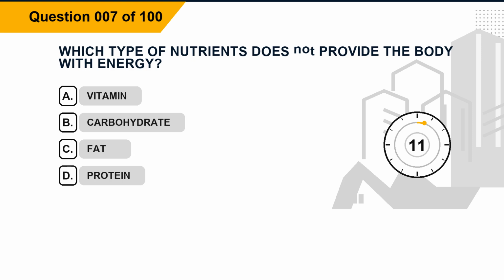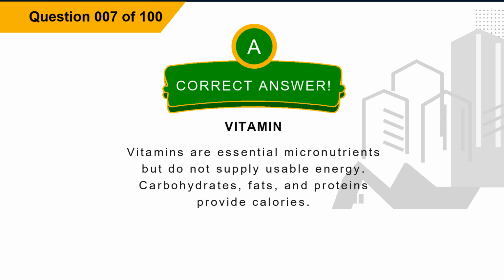Question 7. Which type of nutrients does not provide the body with energy? Option A, vitamin. Option B, carbohydrate. Option C, fat. Option D, protein. The correct answer is option A, vitamin. Explanation. Vitamins are essential micronutrients but do not supply usable energy. Carbohydrates, fats, and proteins provide calories.